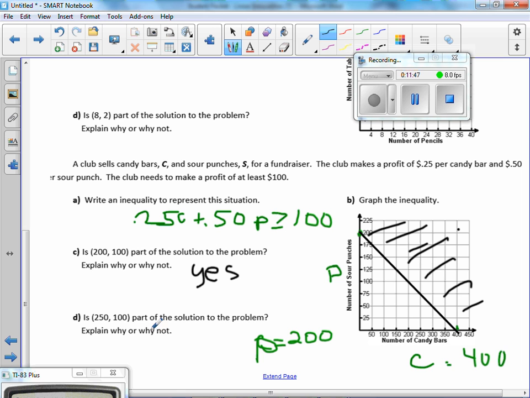And now it says, is 250 and 100 a part of the solution? So if I went over 250 and went up 100, it's right on this side. It's in the greater than side. Yes, it's also a part of the solution because it is on the side that's shaded. That's what the solution is.